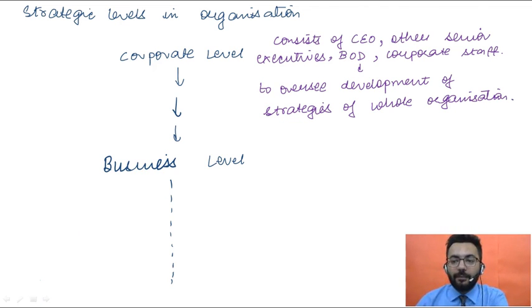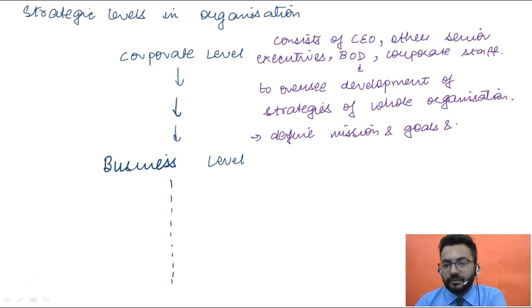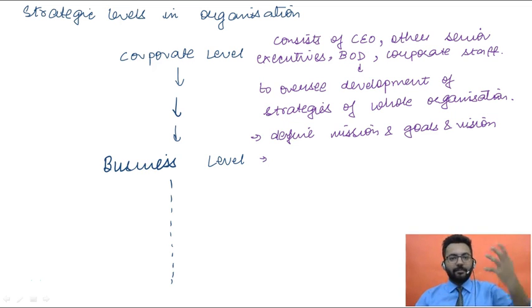So, now what is going to happen over there, what they do is they develop or define the mission, and they also define goals. They also define the vision. What business you should be in, where you are standing at present, each and everything is defined by the corporate level. Every decision is taken by the elders of the house. Just like the most elder members in the family, they are just like them.